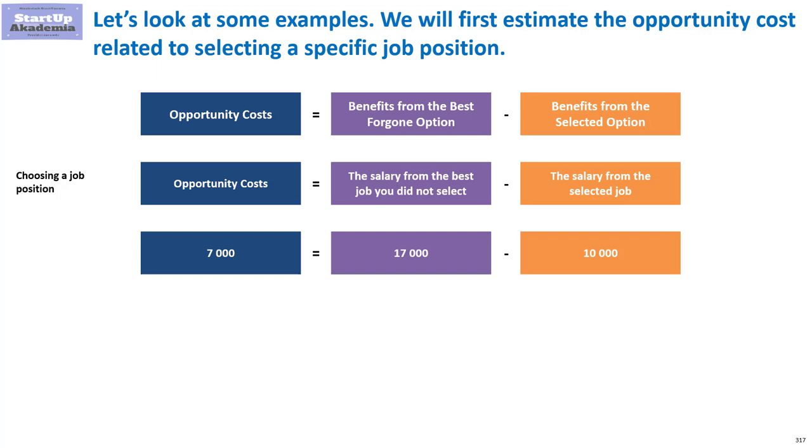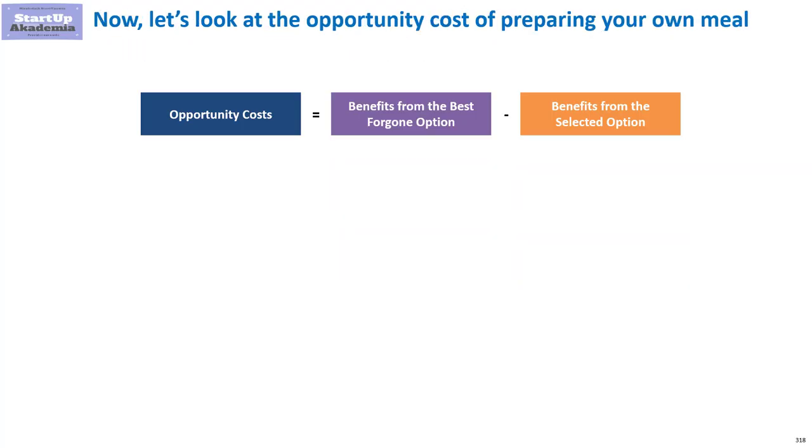You may have decided to select the lower paid job because you like the boss or because the office is located closer to your home. Nevertheless, every month you are not earning $7,000 as a result of your decisions. In the same way, we can approach many activities that we personally do but could be outsourced.